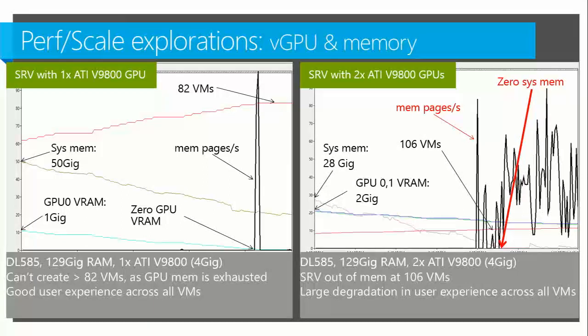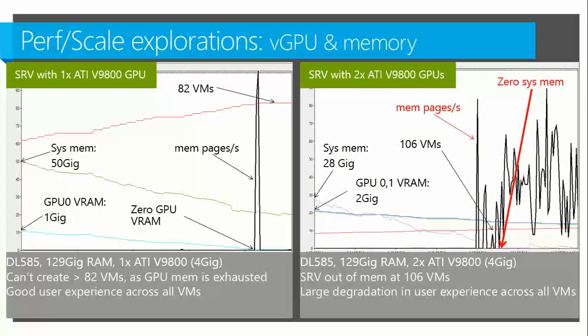And we have the red curve, which is the number of VMs being generated, and we hit about 82 VMs, and we go steady. The middle curve, which is yellow-greenish, is the system memory, and there's plenty of system memory. And we have a single GPU, and the GPU memory goes down to about 0, and we can't create any more than 82 VMs. There's a good experience for all the 82 VMs that are running with vGPU, but after that, you can't create more vGPU-based VMs, and that's that.